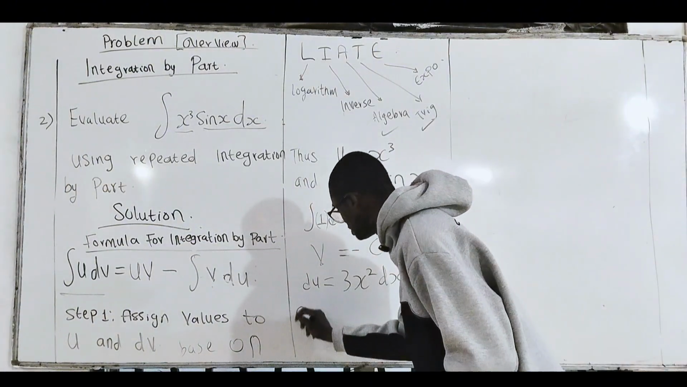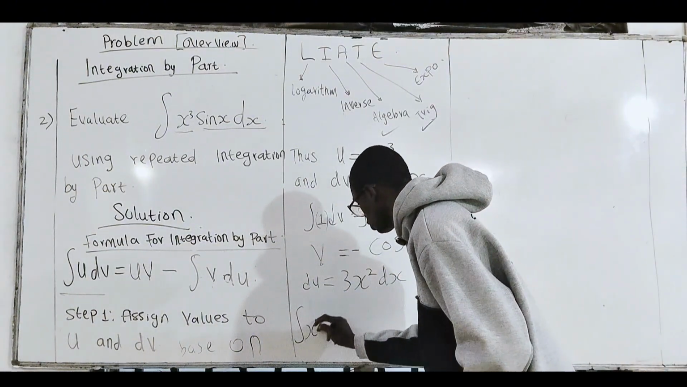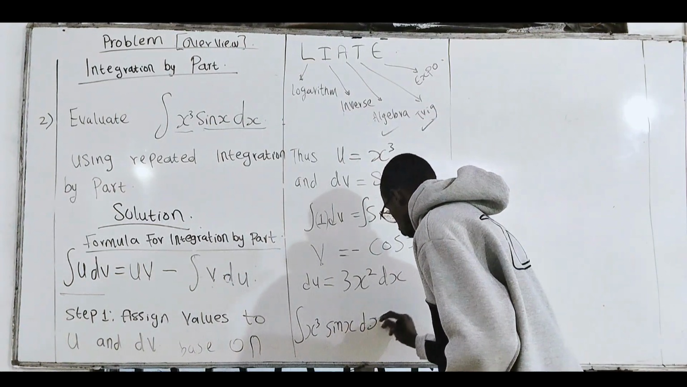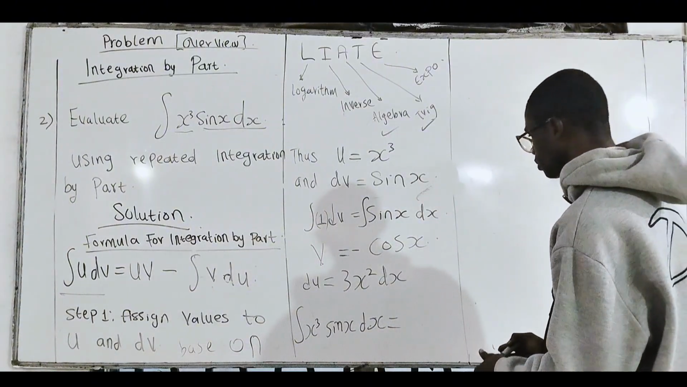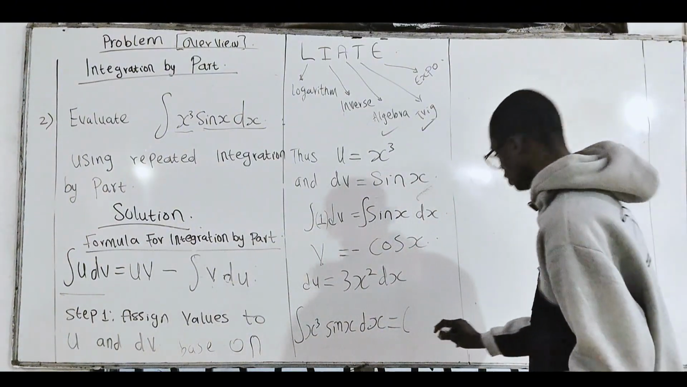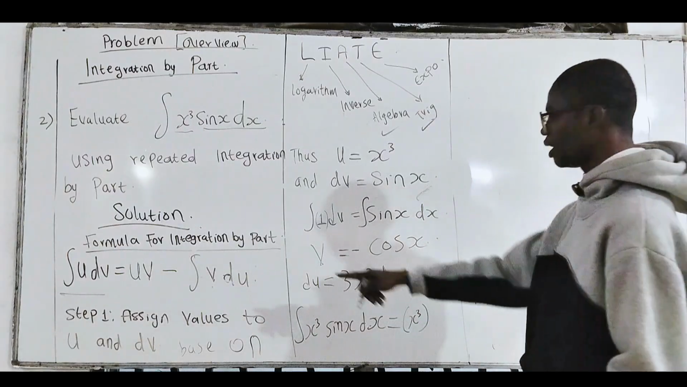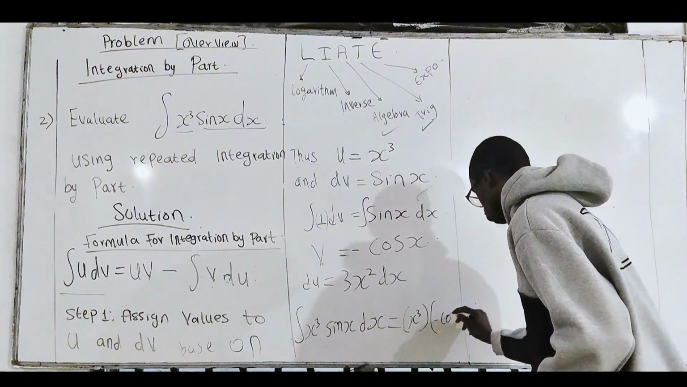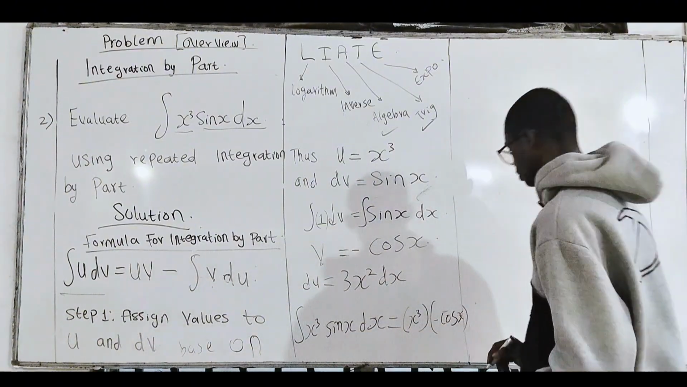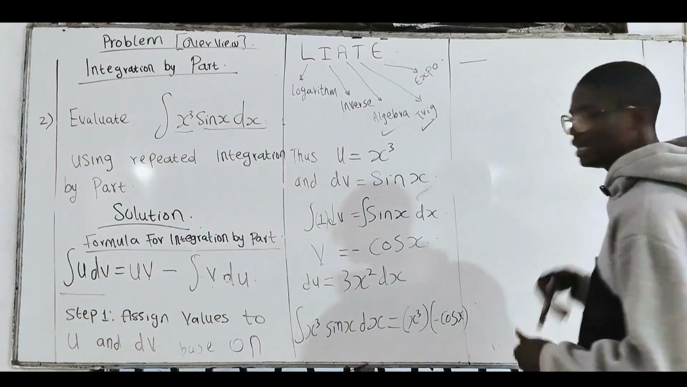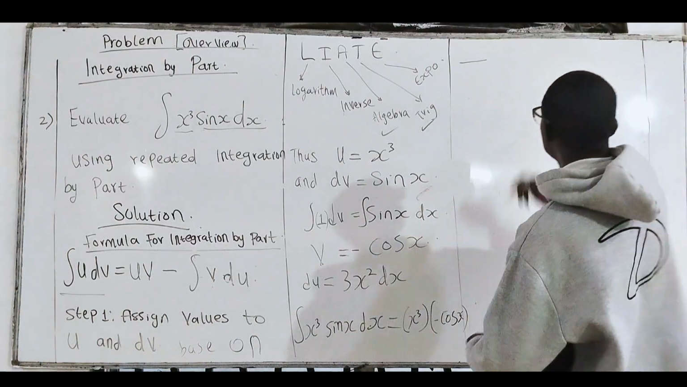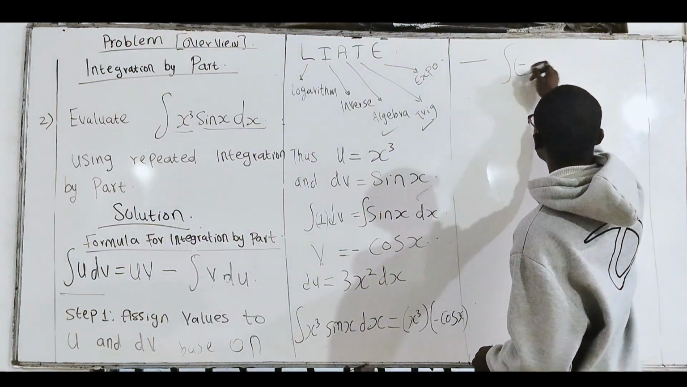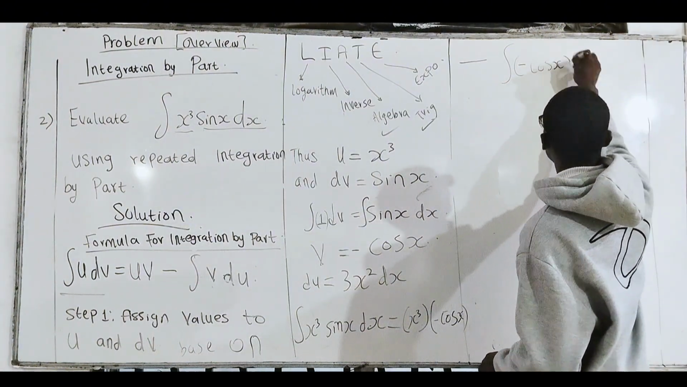So therefore it means that the integral of x cubed sine x dx should be equal to what? What's our u now? Our u is x cubed, and our v is what? What is our v now? Minus cos. Please look at the board before you talk to me. Minus, what next? Integral, what is our v? Minus cos x. What is our du?